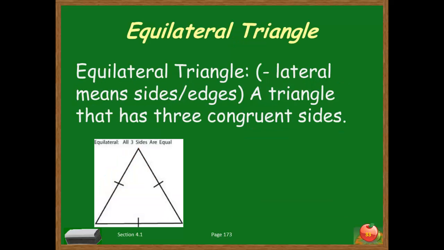Equilateral triangle. In an equilateral triangle, lateral means sides or edges. Equi means equal, so it has three sides that are equal or congruent. This is an equilateral triangle if all sides have the same measurement. Equilateral triangle.